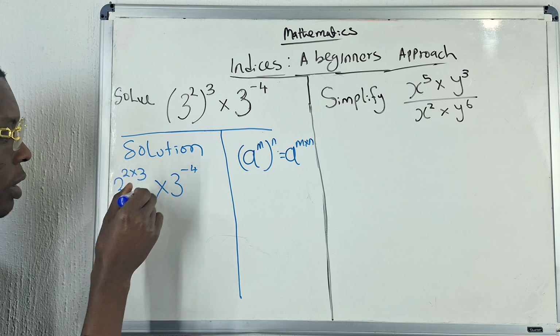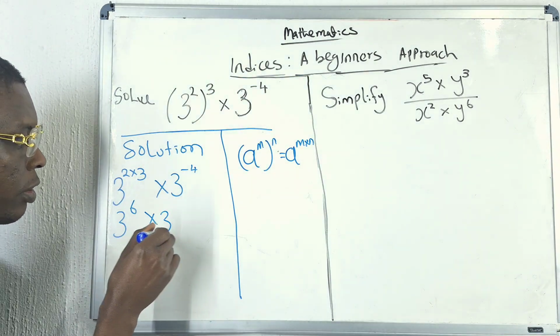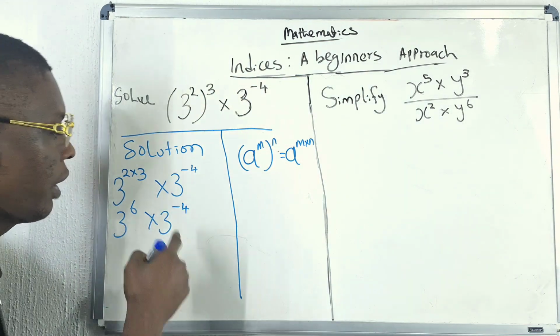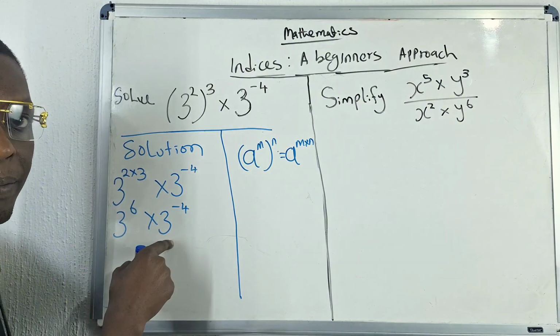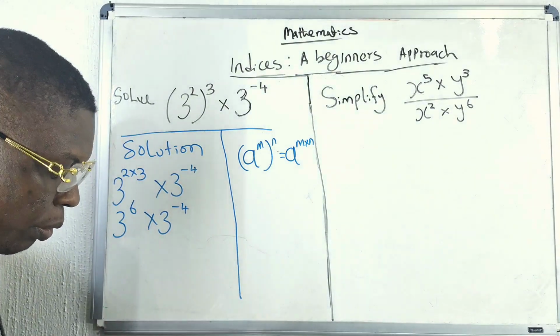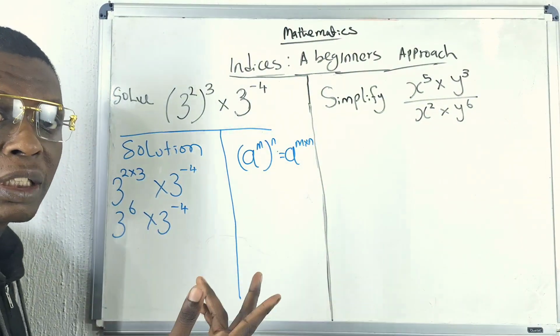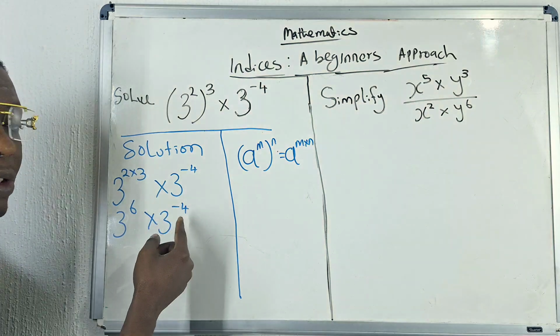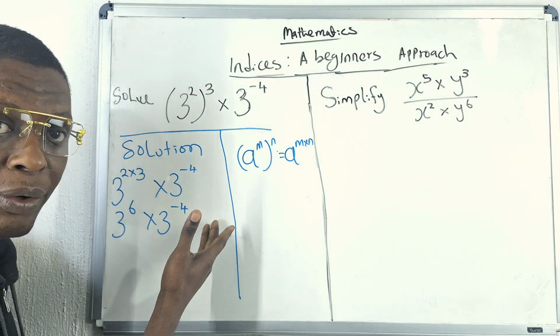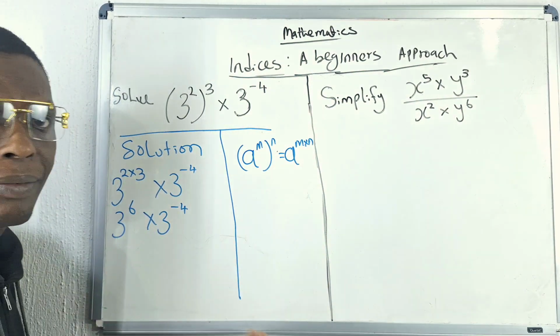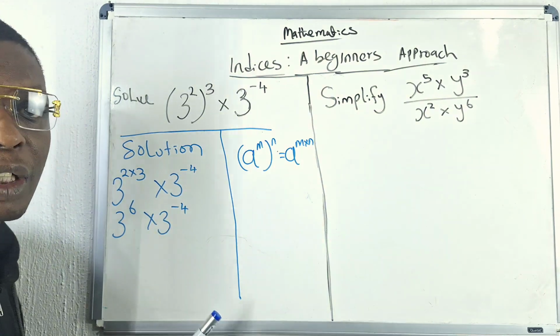This becomes 2 times 3 is 6, times 3 raised to the power of minus 4. Now, the bases are the same, so we can use the multiplication rule. In a scenario where you don't want to use the multiplication rule, you can also convert this using the negative law or rule. But since the bases are the same, there's no need going through that long process. Let's use the multiplication rule.